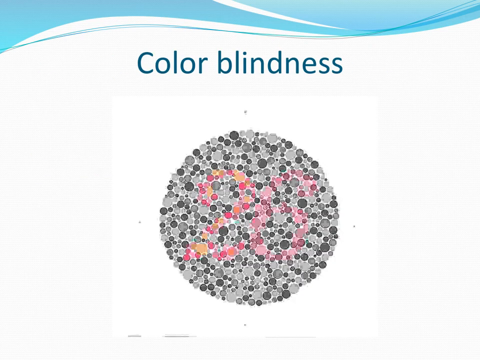An example of an X-linked or sex-linked trait is color blindness. And if you can see the letter 26 in this circle, you don't have color blindness. If you can't see it, you do. And most people can see it, but it's right here.